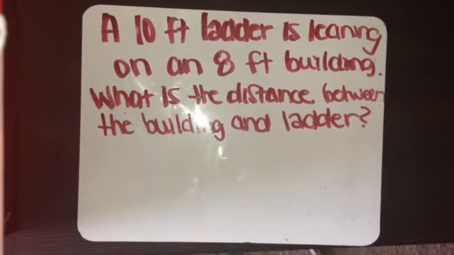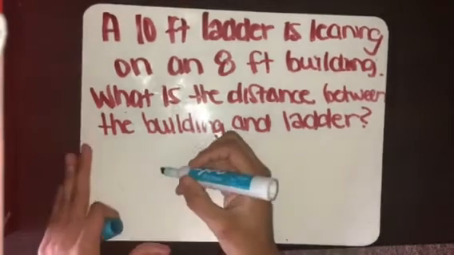Alrighty, y'all. Now let's work some word problems that relate to the Pythagorean theorem. This one says a 10-foot ladder is leaning on an 8-foot building. What is the distance between the building and the ladder? Whenever you get questions like this, it's pretty helpful to draw pictures. So let's go ahead and draw that.